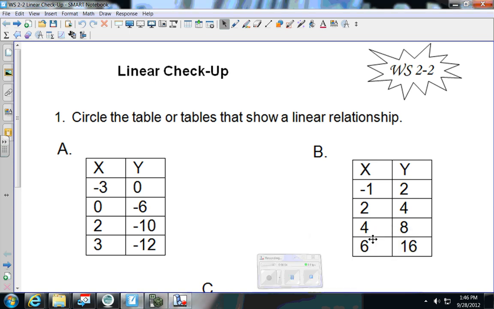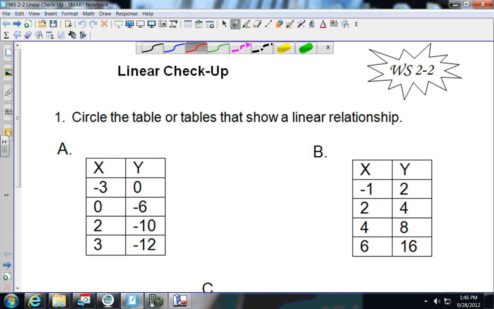On this assignment, called Linear Checkup, we're going to be working on figuring out if things are linear. What does it mean if something's linear? Here's the word linear right there, and inside that word is the word line. So we're trying to see if our points are going to make a straight line.